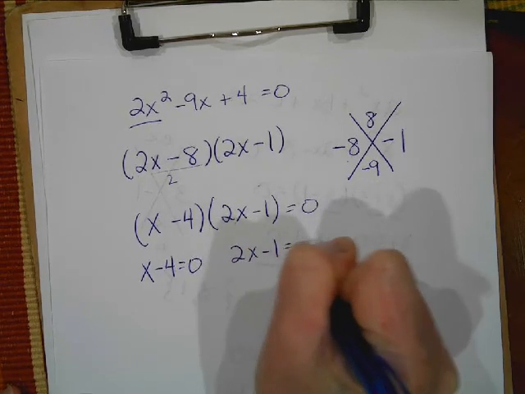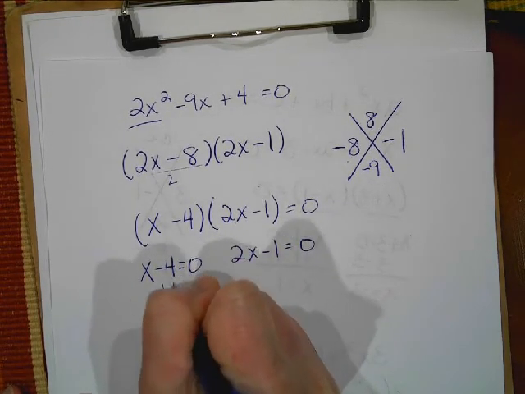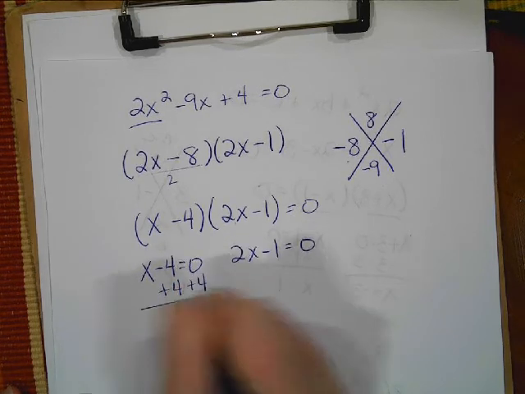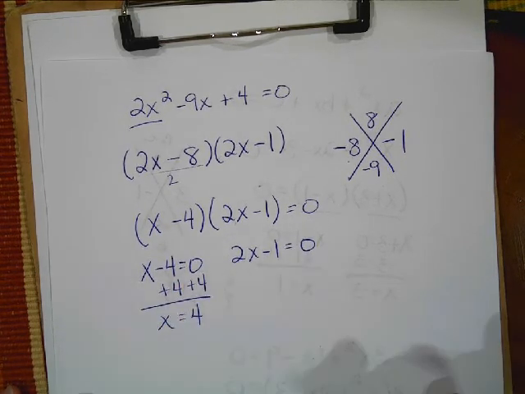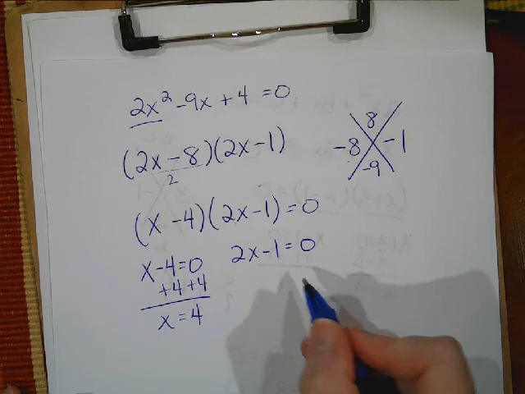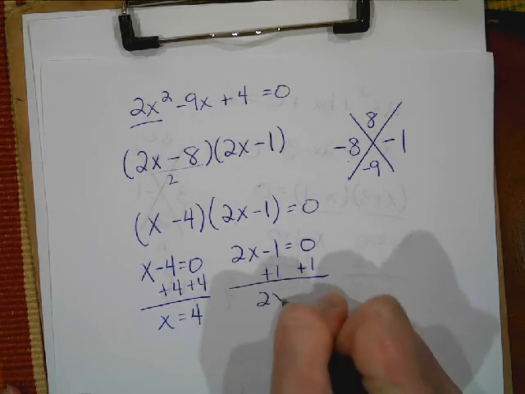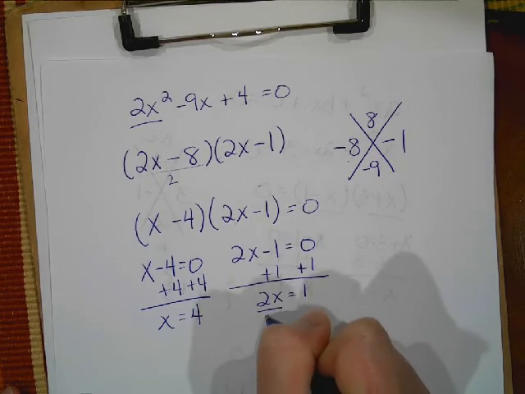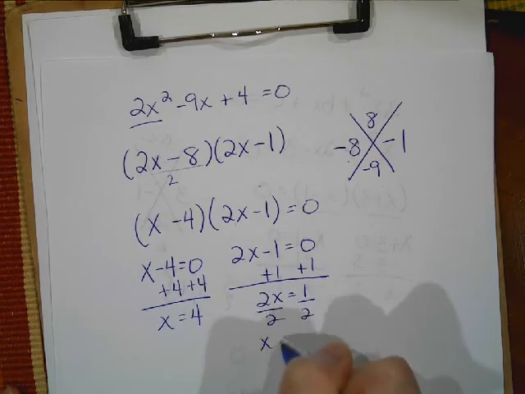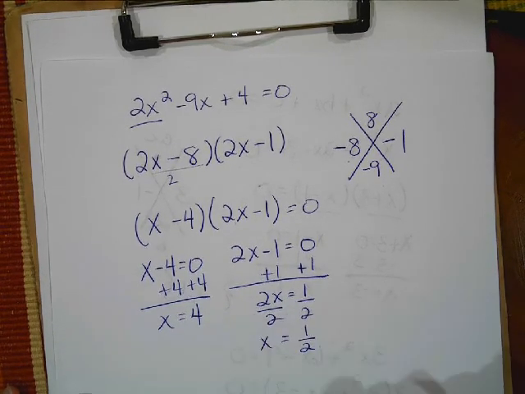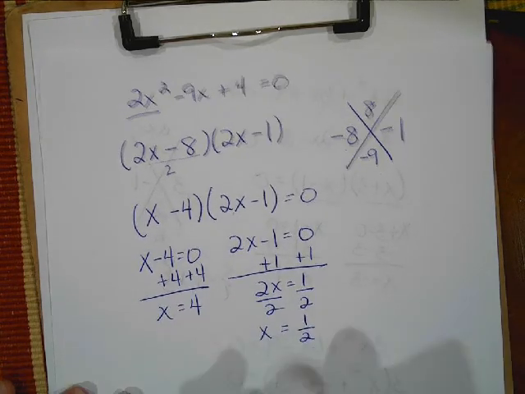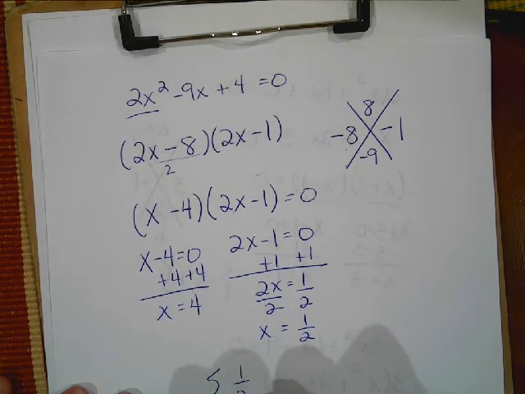So when I do that, this one's easy. I'm just going to add 4. So x equals 4. This one's a two-step problem, so I have to add 1 to get 2x equals 1, and then I'm going to divide by 2, so x equals 1/2. So my two values on this one are 1/2 and 4. Those are my two values.